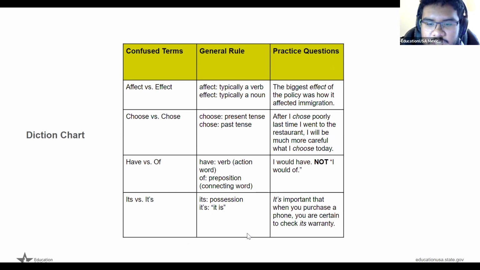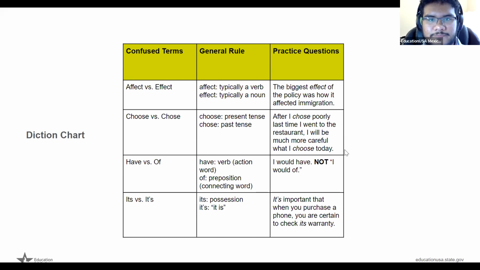And then later in the sentence, when you say you are certain to check its warranty, it's talking about the phone's warranty because that was already established in the previous dependent clause, when you purchase a phone. So its here is referring to the phone's warranty. It's a possessor here. It is like a stand-in for phone because you could say when you purchase a phone, you're certain to check the phone's warranty. You can make it simpler by using its to say you're certain to check its warranty.